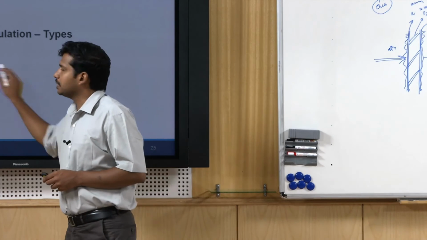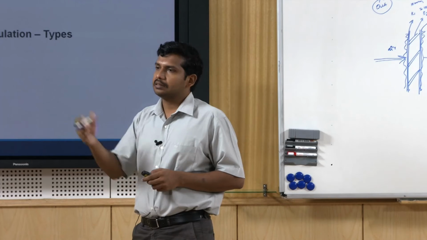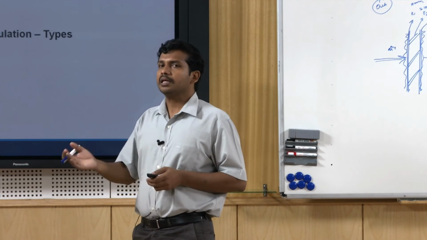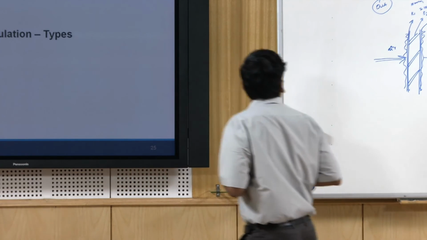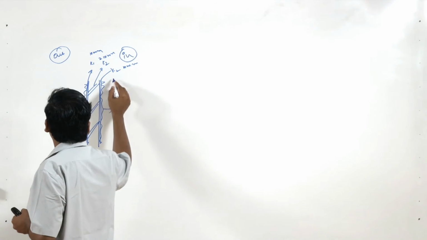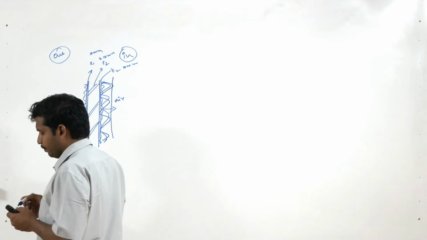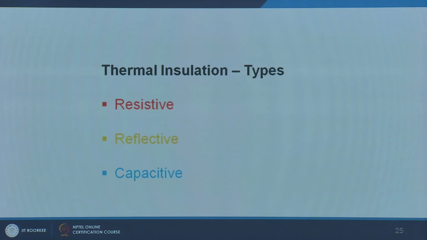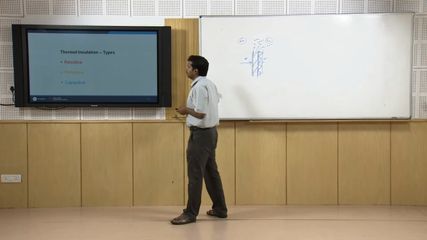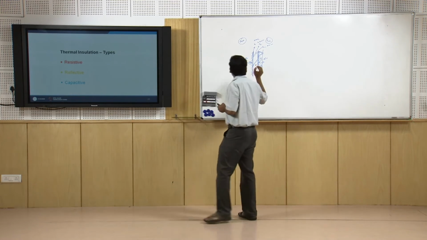Because of thermal resistance there is an inertia in heat transfer. So this particular wall has a U value, now I am going to insulate this wall, then the conductive heat transfer is going to be minimized. So this is a type of resistive insulation.